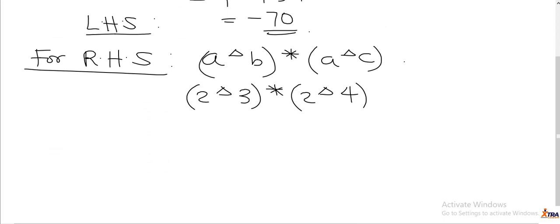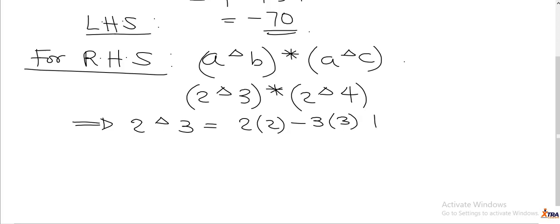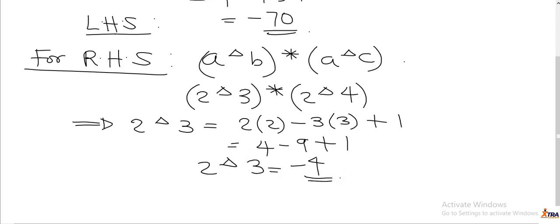So for this one, I can say for 2 operation 3, this will be 2a, our a here is 2, minus 3b, our b here is 3, plus 1. And now this will be giving me 4 minus 9 plus 1, which is giving me a total value of minus 4. So this is my value for 2 triangular operation 3. So I'm done with the first one. I do the same for the second one also.